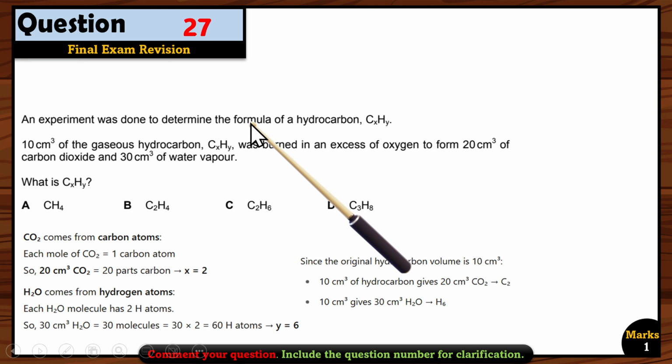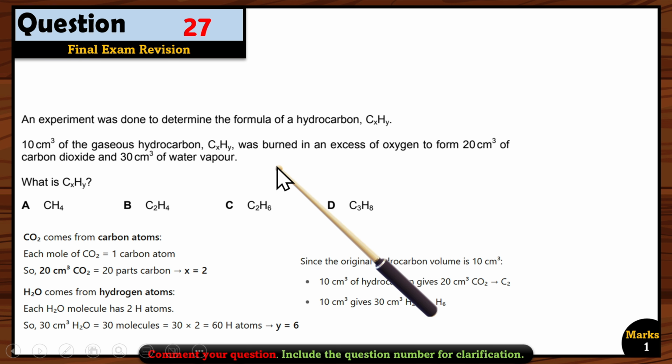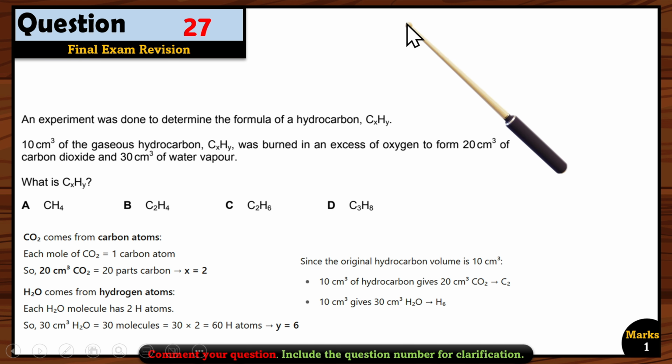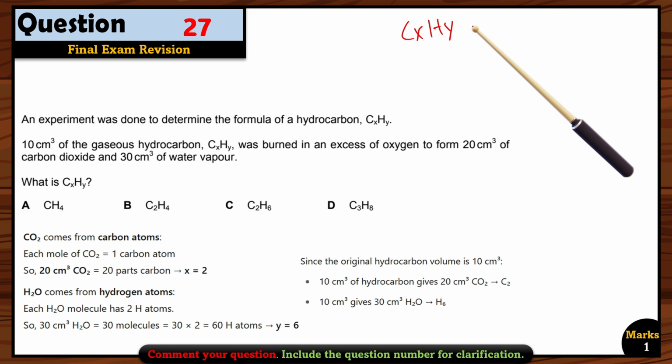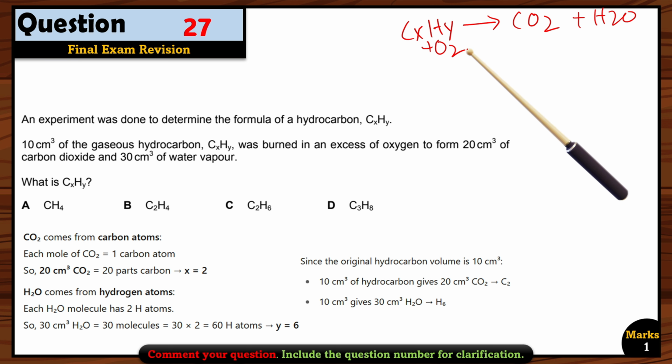Okay. Now let's see question number 27. An experiment was done to determine the formula of a hydrocarbon. 10 centimeter cube of gaseous hydrocarbon was burned in excess oxygen to form 20 centimeter cube of carbon dioxide and 30 centimeter cube of water vapor. So if you see, CxHy is a hydrocarbon. When it is burned, it produces carbon dioxide, CO2, and water, when it burns with the oxygen.